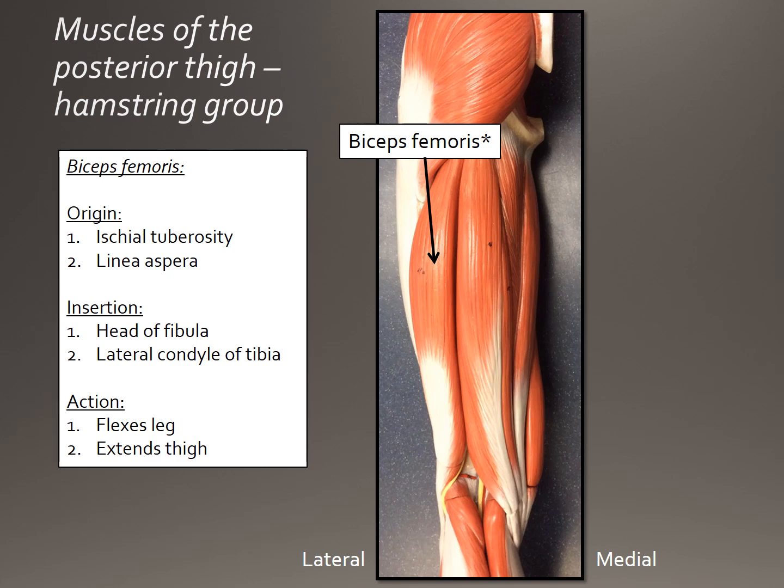And then for the insertion of the biceps femoris, there are 2 as well. First is the head of the fibula, and the second is the lateral condyle of the tibia. Same goes for the insertion, just pick one that you like and stick with it for the quiz. And then for the action of the biceps femoris, this muscle flexes the leg and it also extends the thigh.